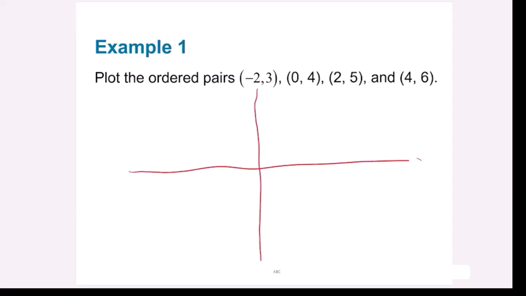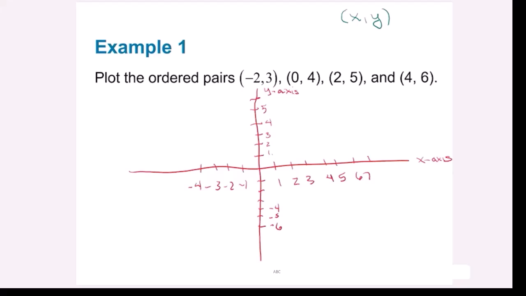Here's my x-axis, and here's my y-axis. The horizontal axis resembles a regular number line. Now this is like a number line, only it's vertical. So I go up and I get positive values. And when I go down, I get negative values. If I want to plot -2, 3, remember, this is an ordered pair.